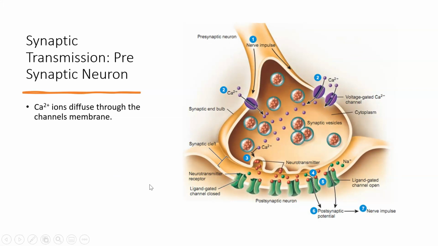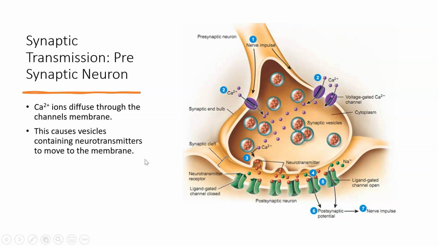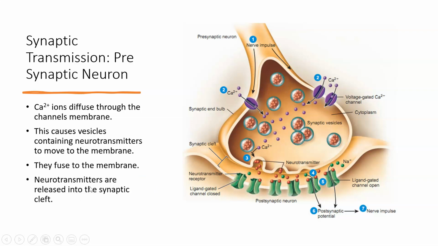Now we get calcium coming along. So calcium ions diffuse through the membrane channels. So we've got calcium ions here. This causes vesicles containing neurotransmitters to move to the membrane. So this change in charge causes these vesicles to move towards the membrane on the end here. They then fuse with the membrane and out.